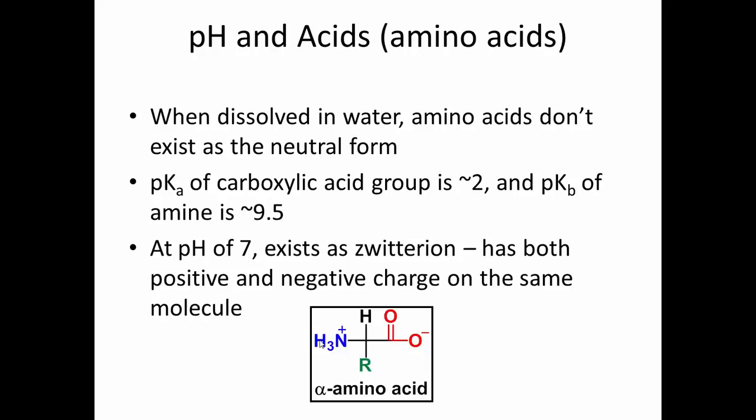It will look kind of like this, where we have a positive charge on the amino end because the amino end is protonated, and a negative charge on the carboxy end because the carboxy end is deprotonated. And that makes a zwitterion with a positive and a negative charge, and those charges do cancel each other out.